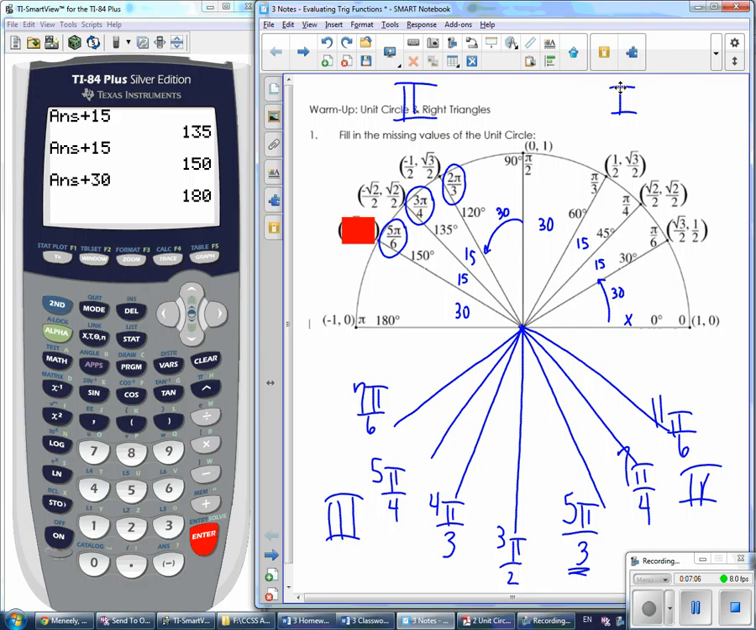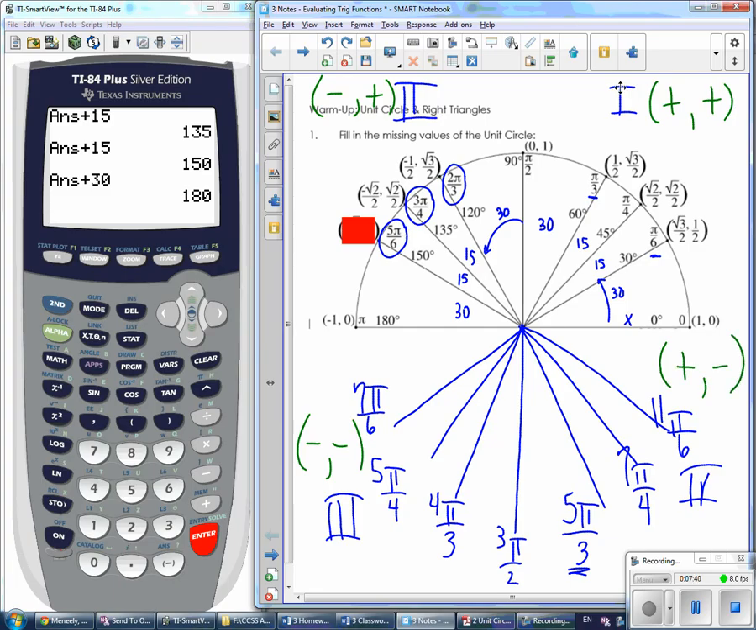So you just want to remember that if it's got a 6 in the denominator, the square root of 3 over 2 comes first. If it's got a 3 in the denominator, the 1/2 comes first. And then you just got to remember the sign of x and y in each of the quadrants. So for example, in the first quadrant, it's positive, positive. In the second quadrant, my x's are negative, but my y's are positive. In the third quadrant, everything's negative. And in the fourth quadrant, my x's are positive, but my y's are negative.